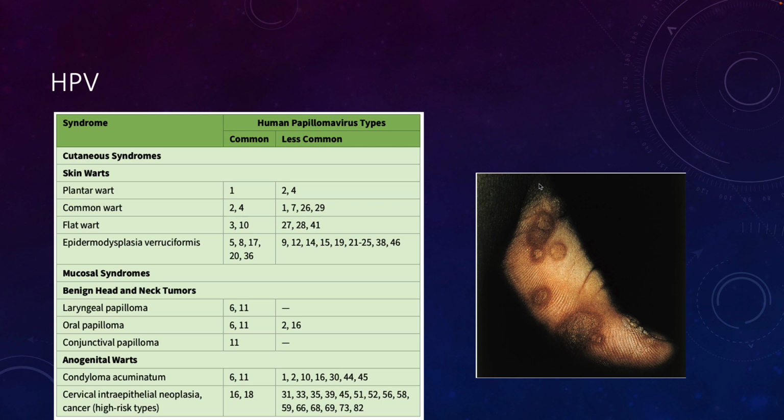What we have here is some of the cutaneous syndromes and the most common papillomaviruses associated with those. And then on the bottom part of the table, you have the mucosal syndromes and the high-risk papillomaviruses associated with those.